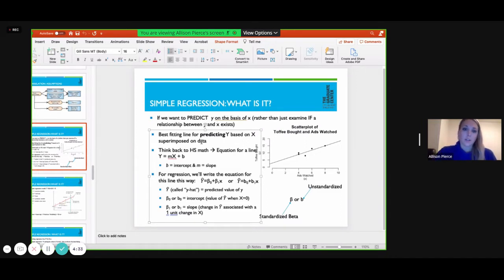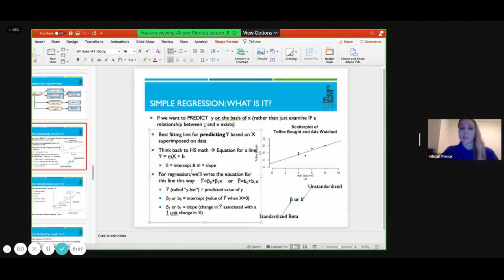And so this is going to go back to your high school math, where you think about the equation to fit or draw a line, right? In high school, I always learned it as y = mx + b, if you wanted to plot a line, back in your high school geometry class or whatever class that was. That's very simple and exact. It's going to be a very similar concept, because we're going to try to find the best fitting line that helps us predict Y based on X, superimposed on the data.